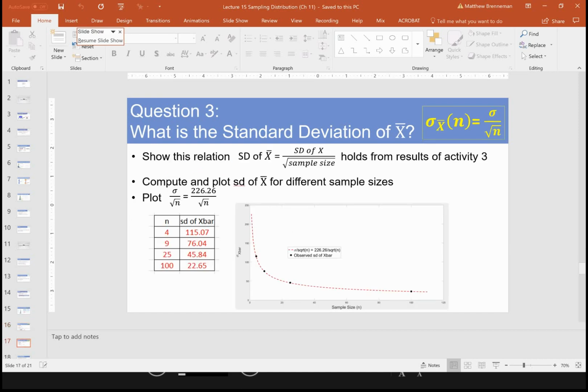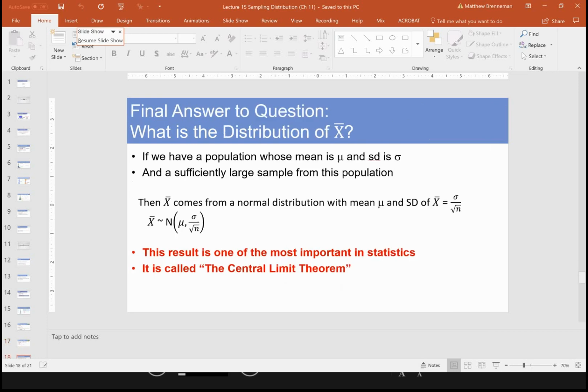Just to convince you this isn't a figment of my crazy imagination, here are some results from my version of activity 3. These are the sample sizes, and these are the standard deviations of the sample means, plotted here as dots. When n is equal to 4, the sample standard deviation is 115, right up there, and so on. This curve is what the theory predicts: the population standard deviation, which is 226, divided by the square root of the sample size. What the theory predicts is right on top of what we actually see. It gives us a little confidence in what we're doing, but you can prove it mathematically.